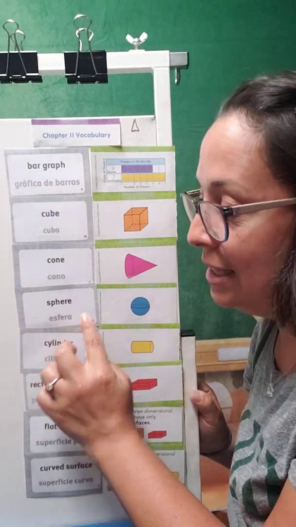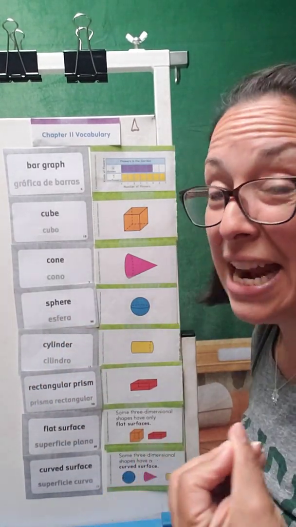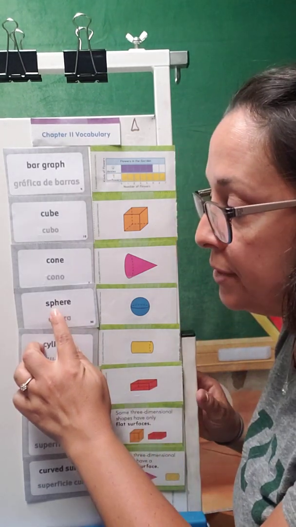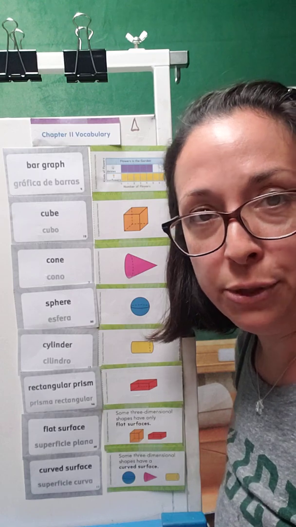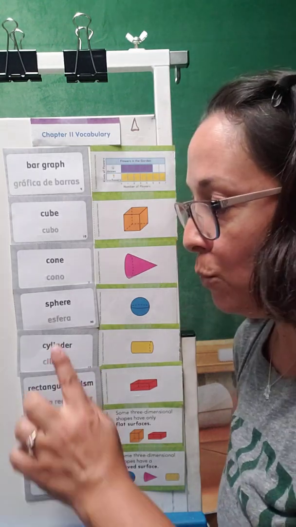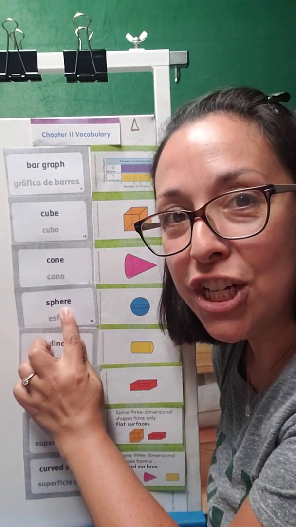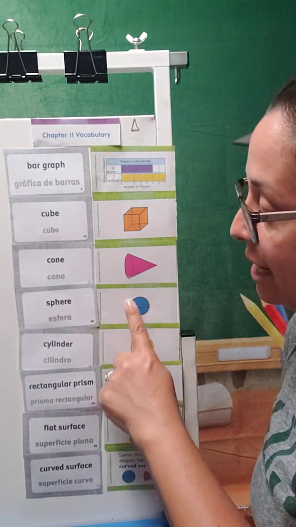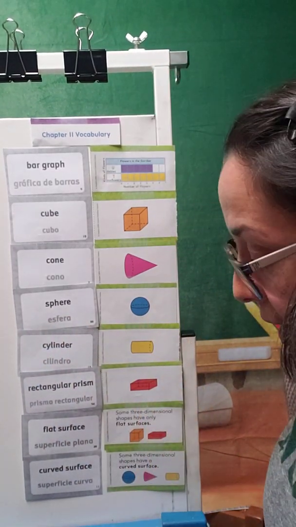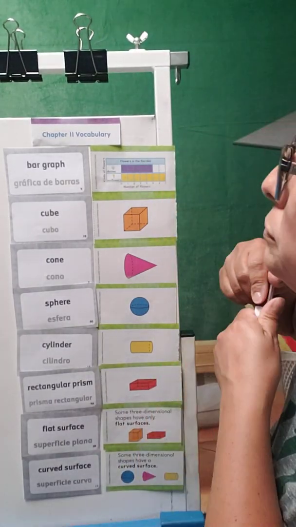Esfera. Now, that's a little tough to say because we're doing an S and an F sound. Remember, we learned PH makes F. So la S y la F juntas es un poquito difícil de decir. So let's practice that one more time. Sphere. Esfera. en español. All right, and again, I'm going to stress, it is not a circle.